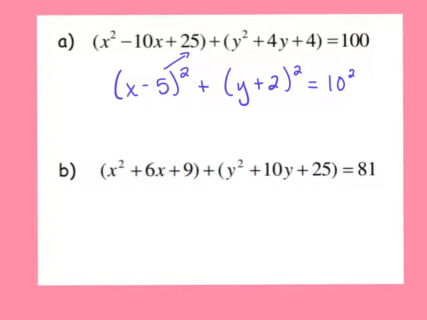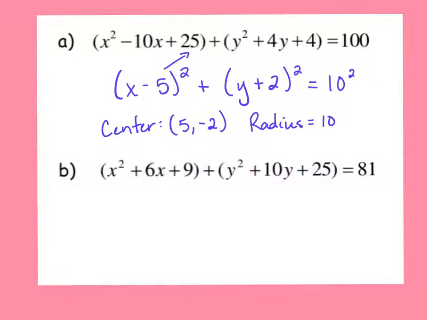So that means I have a center of 5, negative 2. Watch those. Those are going to be your opposites because it's in parentheses in the equation. So that's my center. And then my radius is 10.